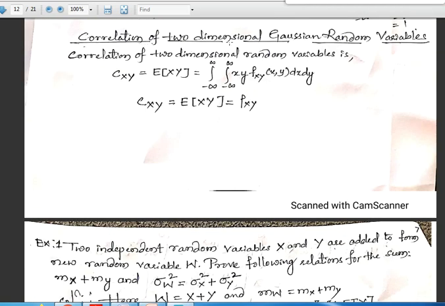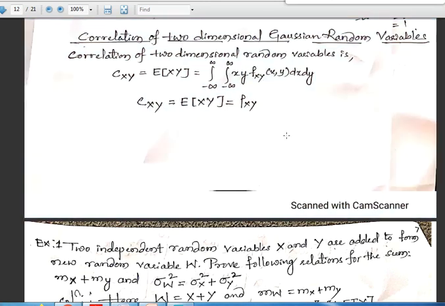The correlation of two-dimensional Gaussian random variables, C_XY, is equal to E[XY], which is the double integration of xy f_XY dx dy, which is ρ_XY.